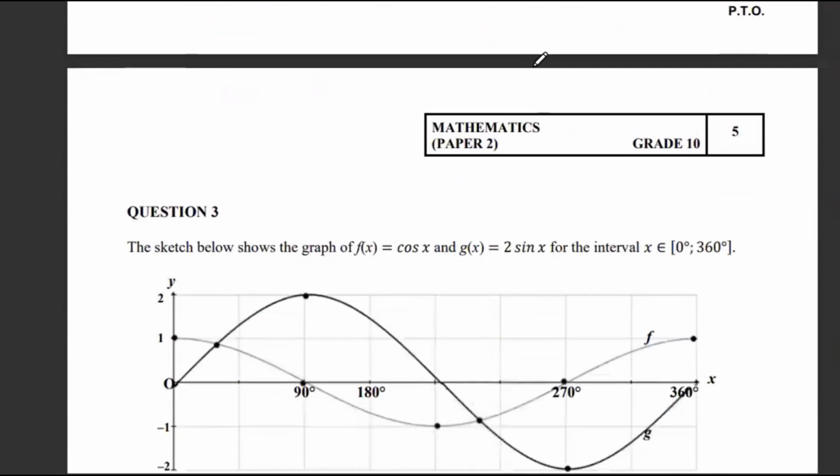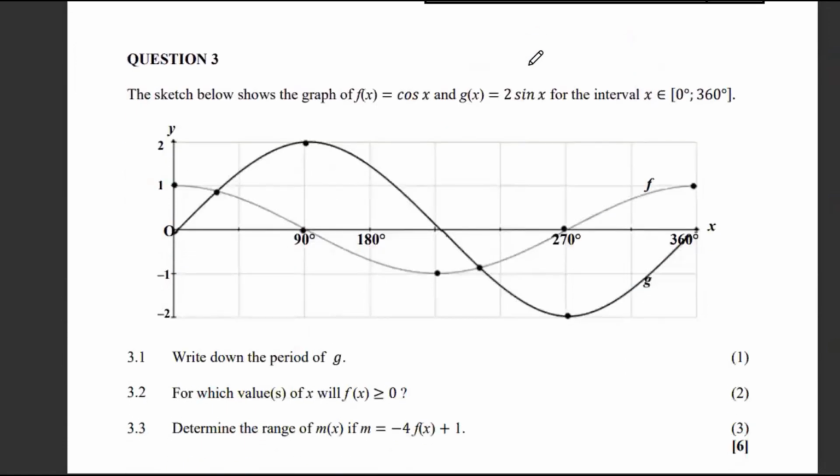Question 2 done. And then question number 3, which is the trig functions or the trig graphs. Sketched below are the graphs of f of x, which is the cos graph, and g of x, 2 sine x in the interval of 0 to 360. So these graphs are perfect. These are complete graphs because the period of sine and cos is 360.